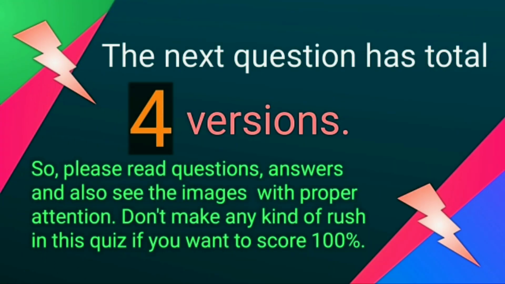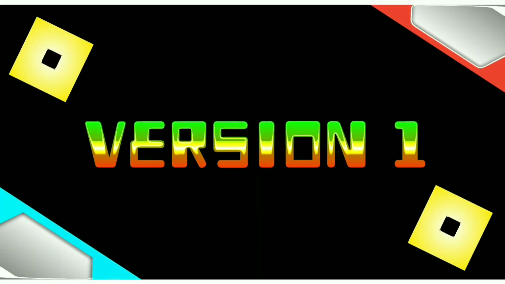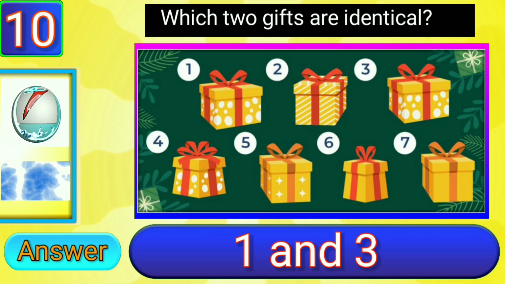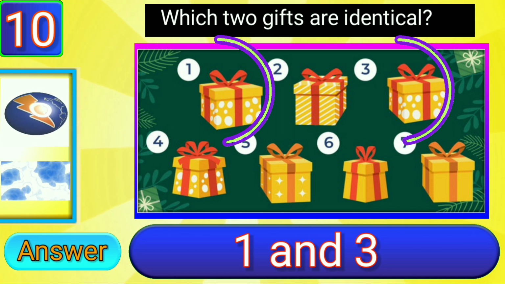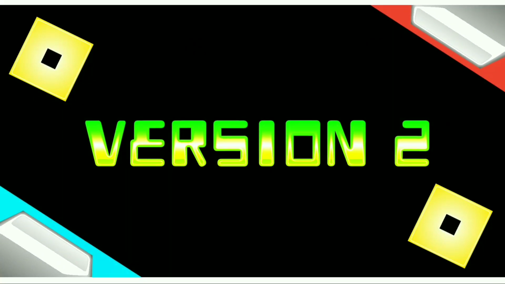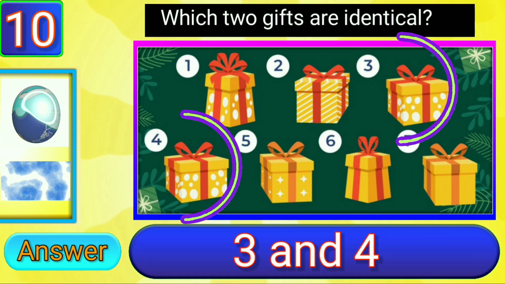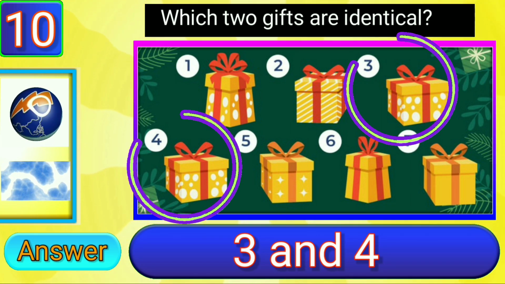The next question has total 4 versions. Now please listen to me. If you are doing the regional version of this quiz, then you need to see just the version 4 of this question. Version 1. Question. Which 2 gifts are identical? Answer 1 and 3. Version 2. Question. Which 2 gifts are identical? Answer 3 and 4.